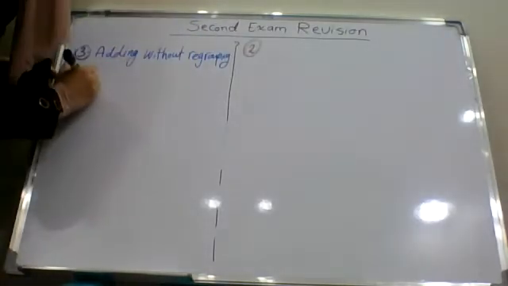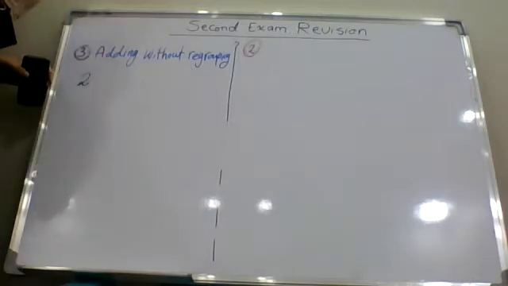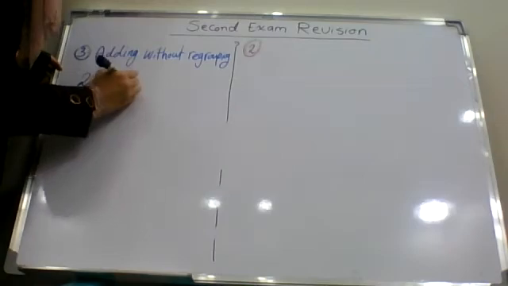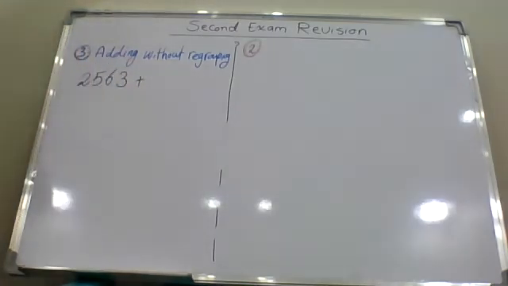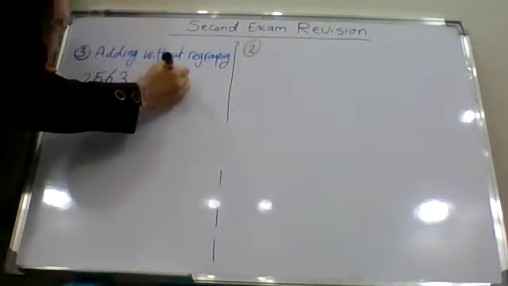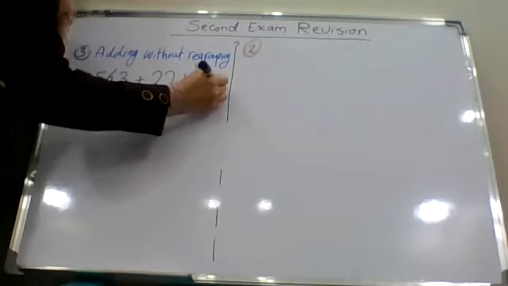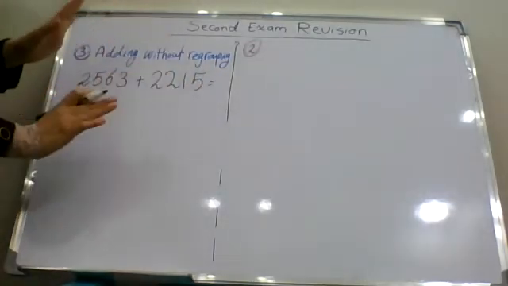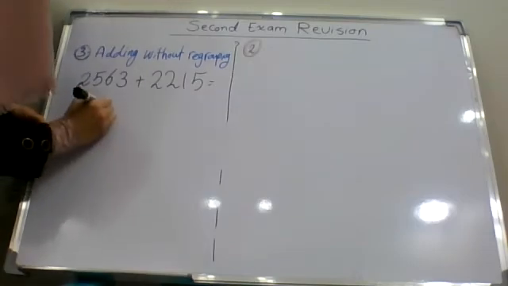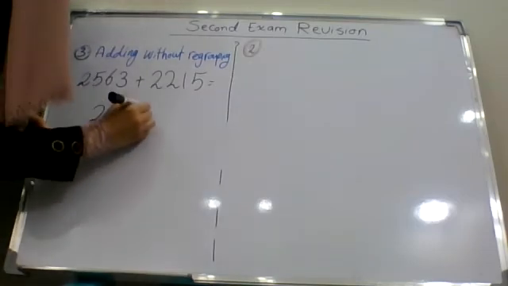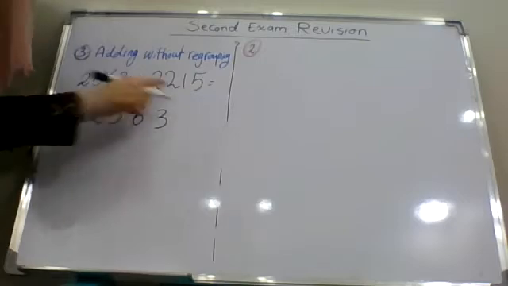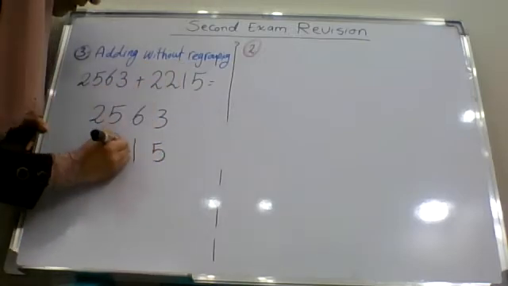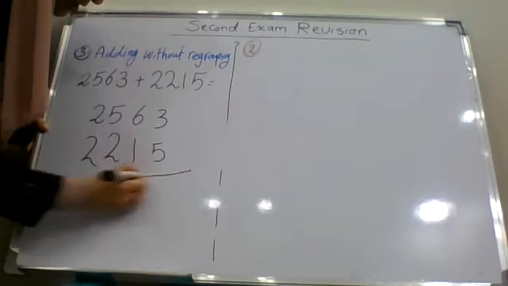I have here 2563 plus 2215, which is a simple addition. Usually, as usual, we write them on top of each other and we can switch numbers. That's okay because addition accepts switching numbers. Okay, 5, 6, and the 3. And I arrange ones under ones, tens under tens, hundreds, and thousands, okay? Then I add them together.